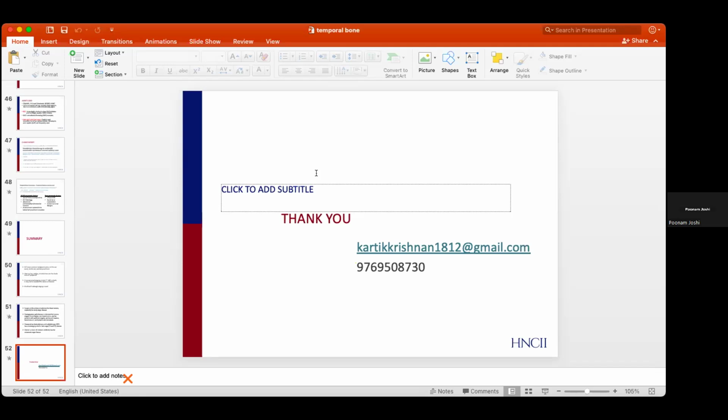Yes, thank you, Dr. Kartik. So there is another question. Is there any role of neoadjuvant chemotherapy in the management of EAC squamous cell carcinoma? I think you showed us that paper also. So, role of neoadjuvant chemotherapy.